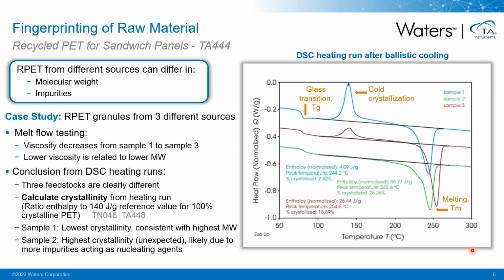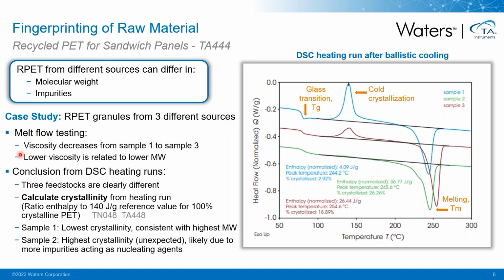Now, fingerprinting of the raw material with the DSC, I will first of all make an illustration of that by testing recycled PET that is intended to be used for the production of sandwich panels. Recycled PET from different sources can largely differ in molecular weight and impurities, and it's very important to get a feeling for that. So for that purpose, we will be studying recycled PET granules from 3 different sources.